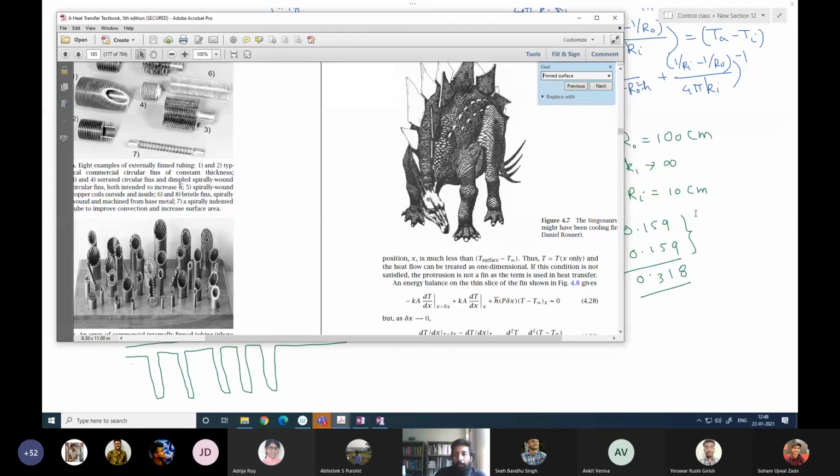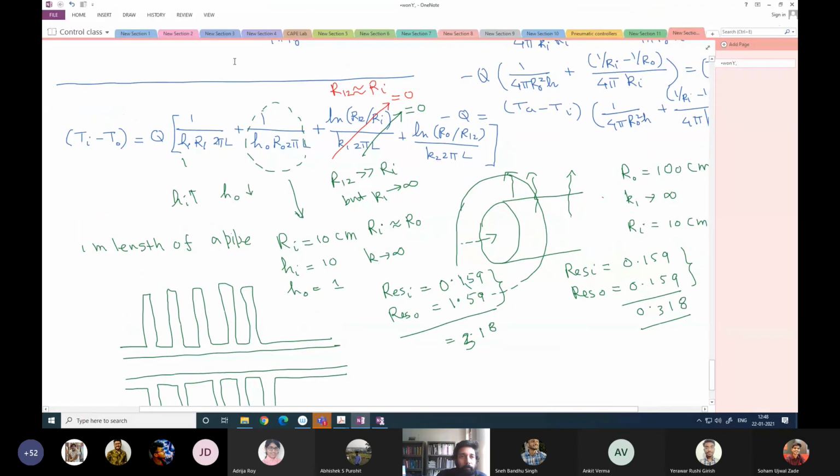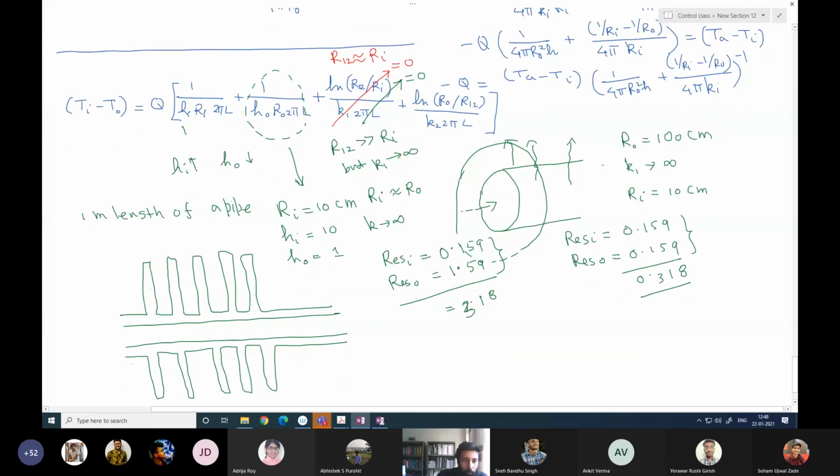See, fin surface, so the example that we are talking about, we assume that K is infinity. That means whatever surface you add, those are at wall temperature. So if this is T wall, and for this T infinity case, this is at T wall. This is K is infinity, so this is also at T wall. So as much surface as you can add, that will increase the heat transfer rate.